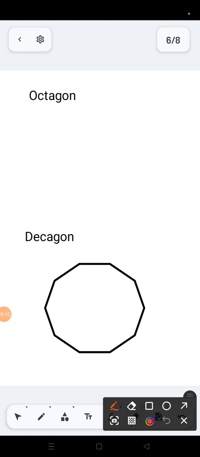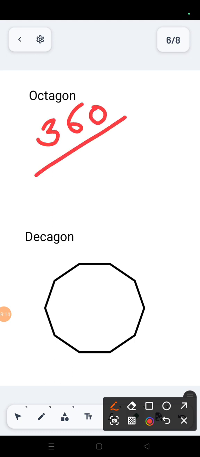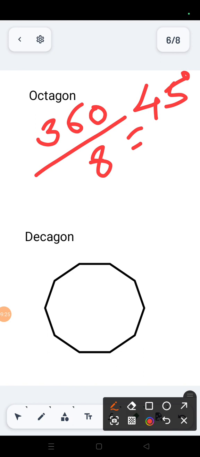To calculate the value of each interior angle in a regular octagon, we can divide by 8. 8 4s are 32, remaining 4, 40, 8 5s are 40. 45 degrees is each interior angle in the case of an octagon.